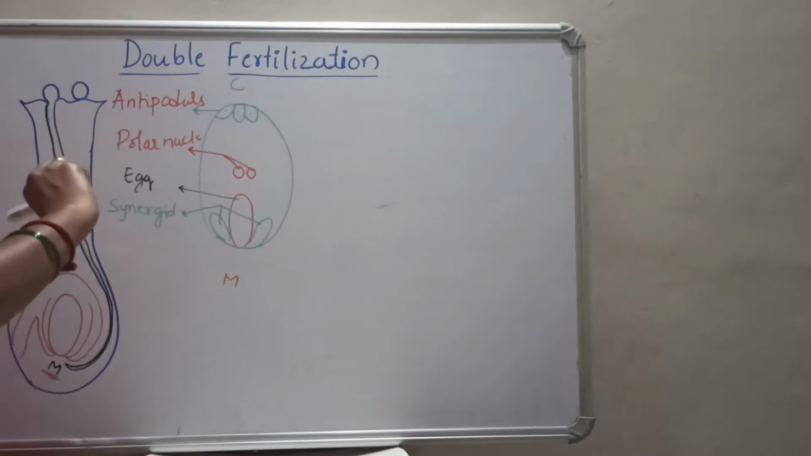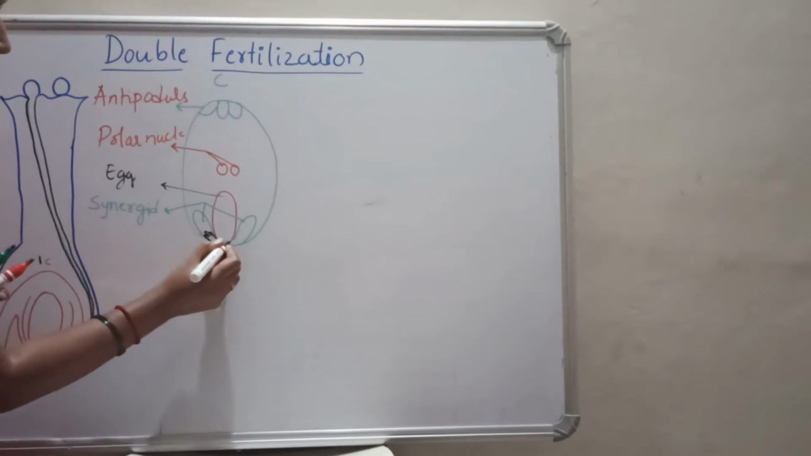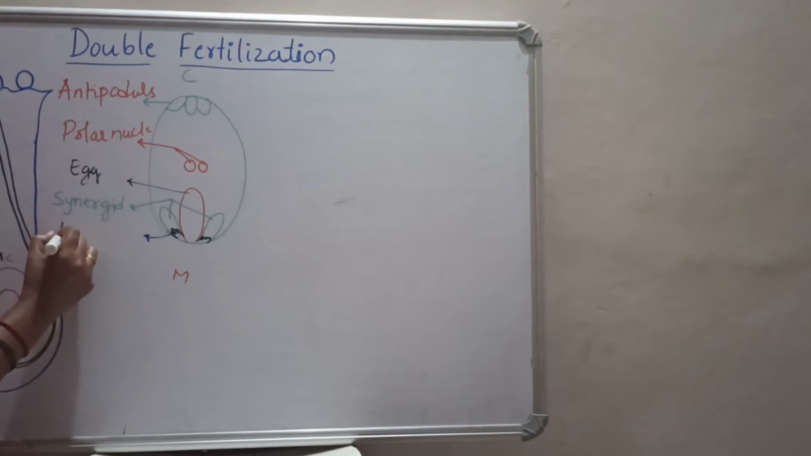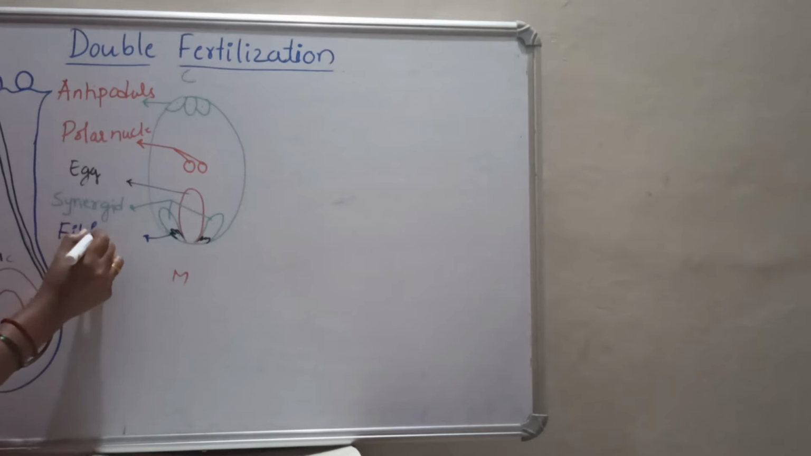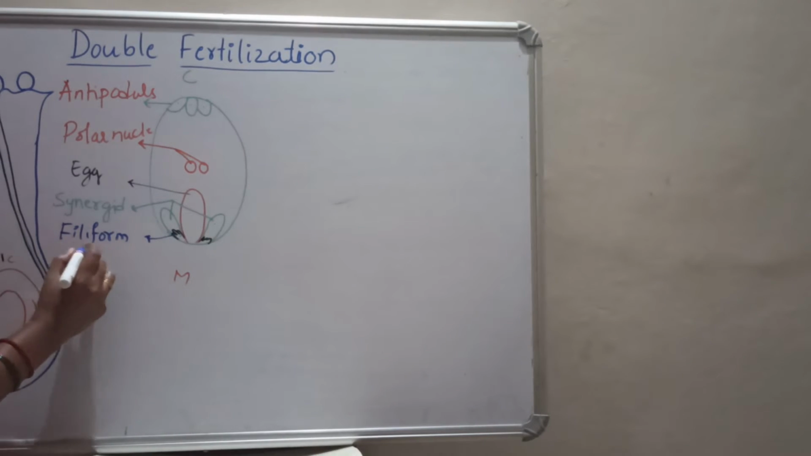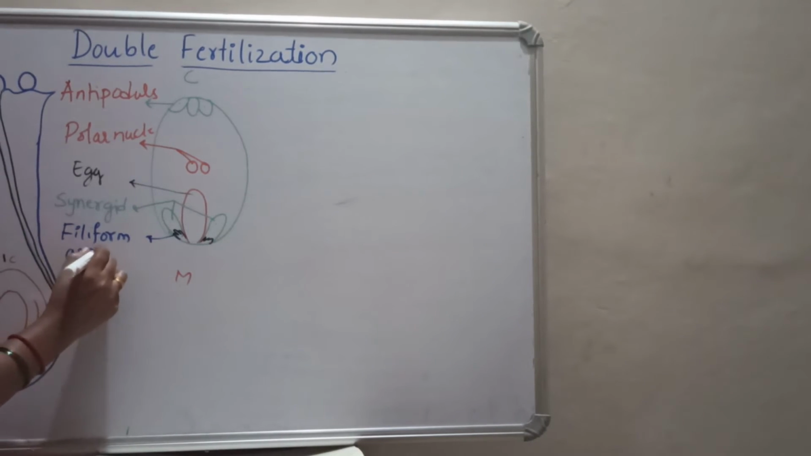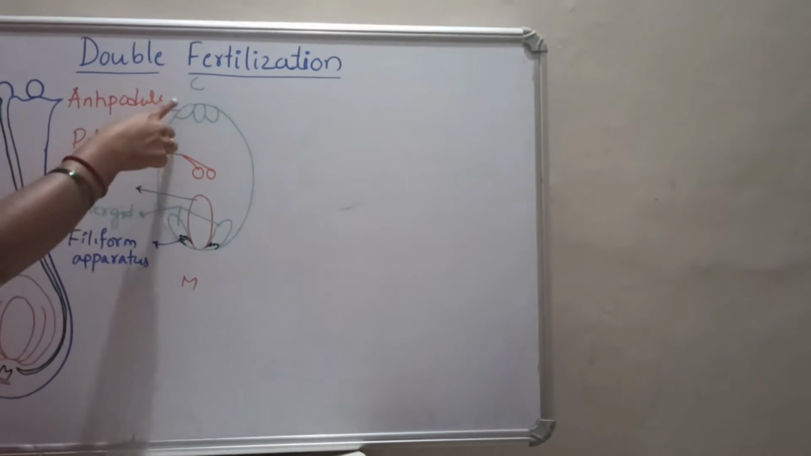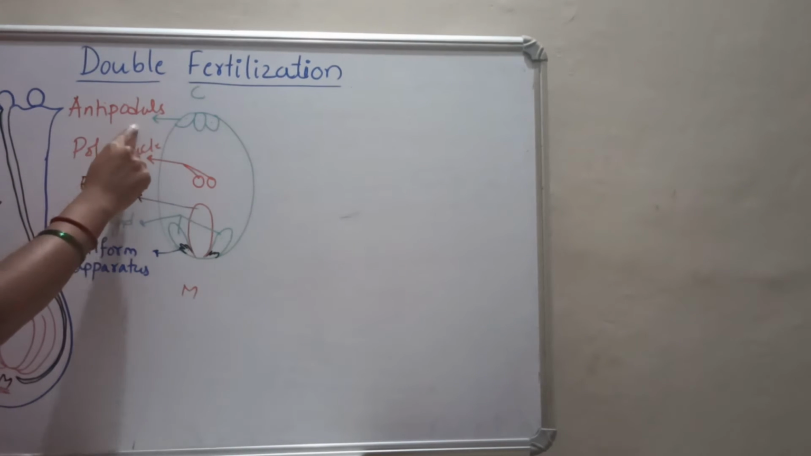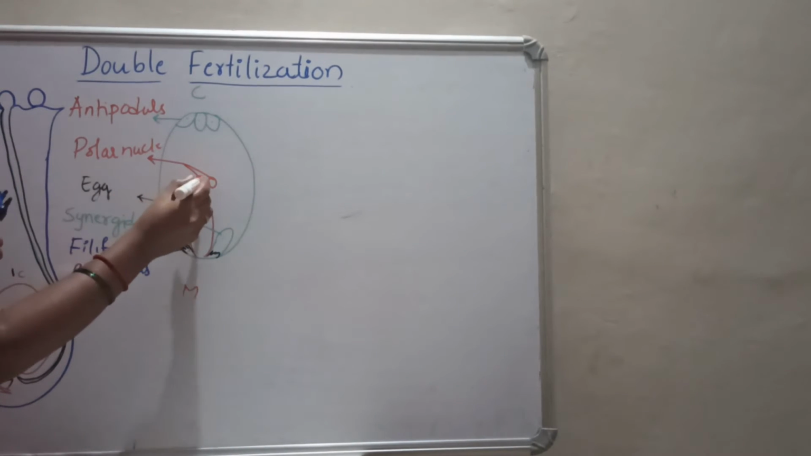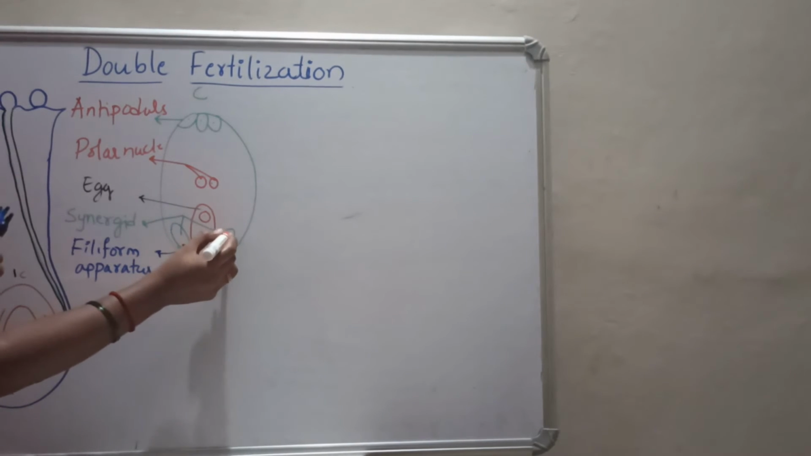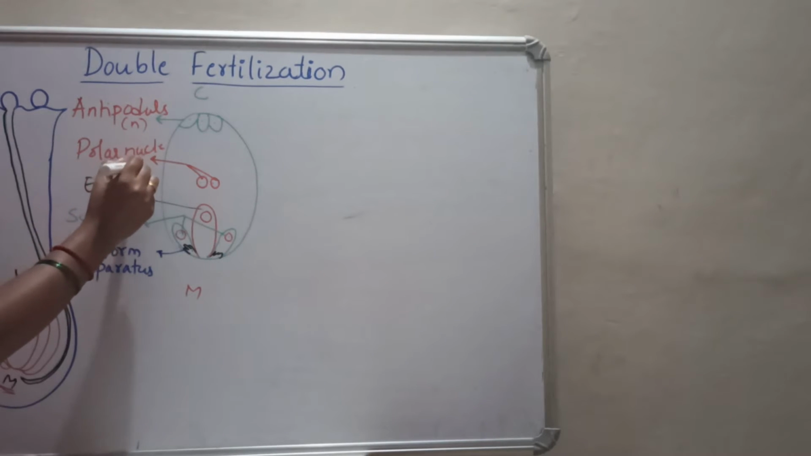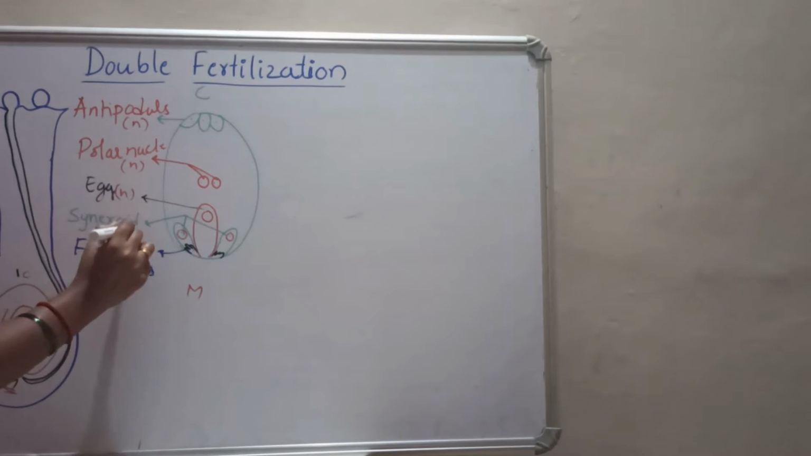This synergid cell has a finger-like projection. That finger-like projection is called the filiform apparatus. Here, all these cells, the antipodal cells, polar nuclei, egg cell and synergid cells, are haploid in nature.